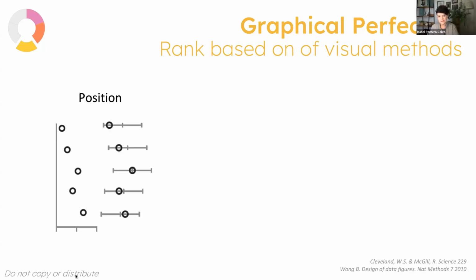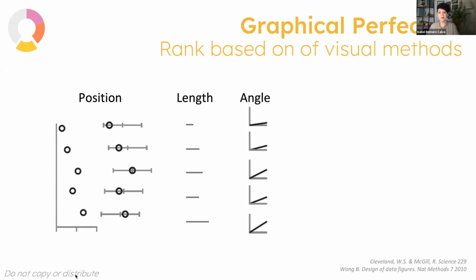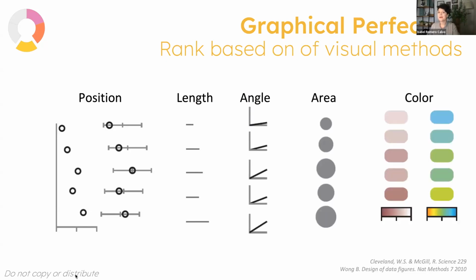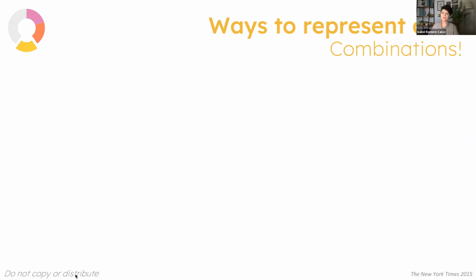What do I mean? If I show you this, it has been proved that position is one of the best ways to portray data. Next is length, of course, using bar graphs, angle, absolutely, area, and color. And again, why am I sharing this? Because color is at the end of the graphical perception and not at the beginning, meaning maybe using position works better for data visualization than just playing with colors. So these affect the way we represent data.